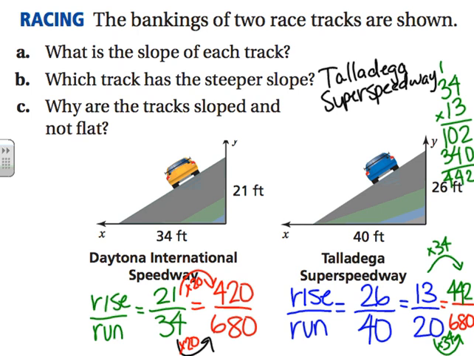Okay, and then why are the tracks sloped and not flat? So if you've ever watched cars racing, you will see that the roads are actually sloped as they're going around. And the main reason is it's just easier for the cars to go faster. If the roads weren't sloped, they wouldn't be able to do the high speeds that they do because it'd be easier for them to go off of the road. They wouldn't be able to turn quite as easily.